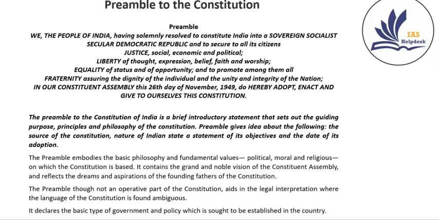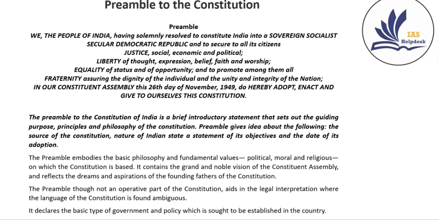Therefore, the preamble to the Constitution of India is a brief introductory statement that states the guiding purpose, principles, and philosophy of the Constitution, and it gives an idea about the following: the source of the Constitution, as I said, the nature of the Indian state, a statement of its objectives, and the date of its adoption.